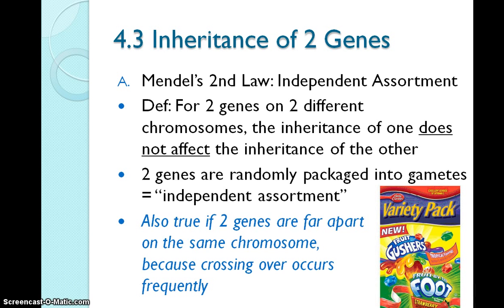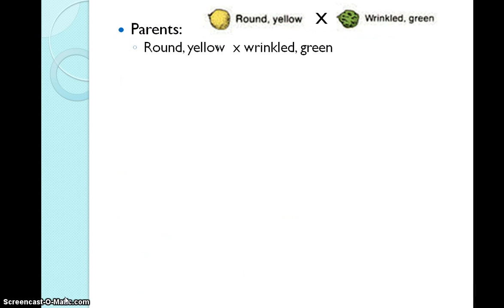This is also going to be true, we'll find out later on in the semester, if the genes are far apart on the same chromosome, and that's due to something called crossing over, but we'll come back to that later. Right now, let's consider pea plants again, and we'll talk about the color and the shape. So we have one parent that's round and yellow, and the other parent that's wrinkled and green.